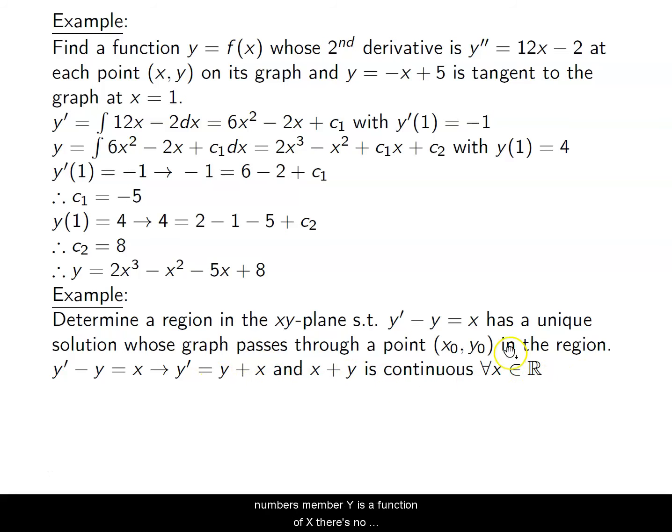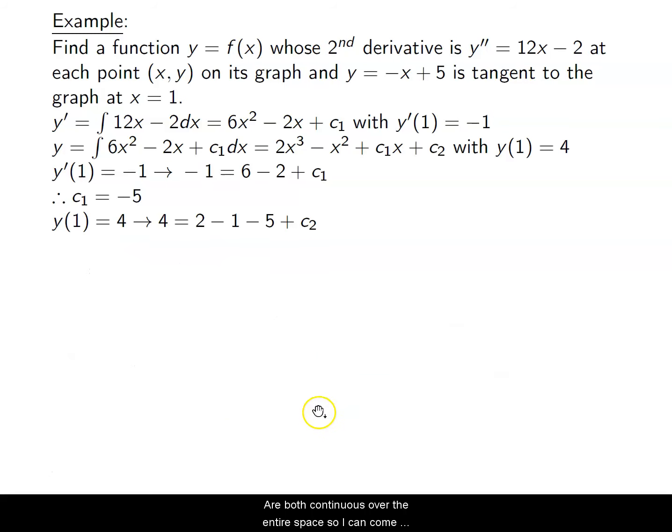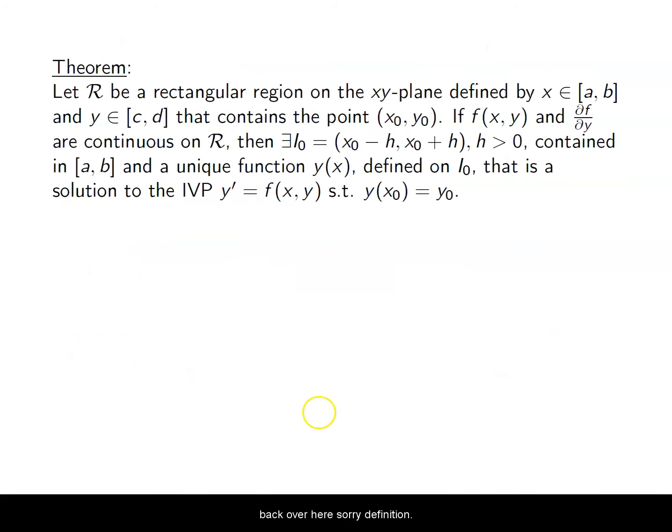Remember, y is a function of x. There's nothing I can't plug in here. I need to find the first derivative of this function with respect to y. So again, we're basically holding x as a constant, so that goes away when I differentiate, and y goes to 1. This is also continuous over all of R as well. So both of these, f of x,y and the first derivative of f of x,y, are continuous over the entire space.